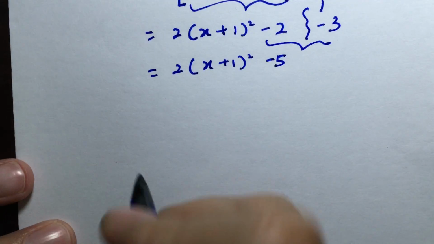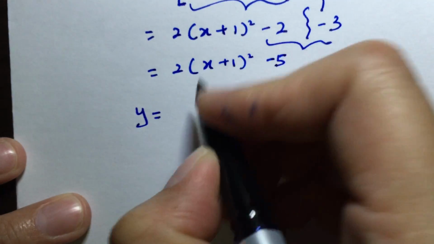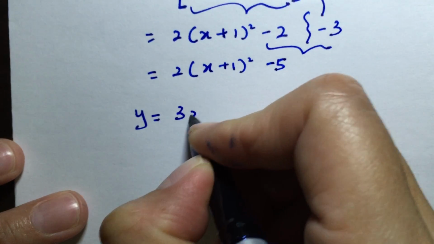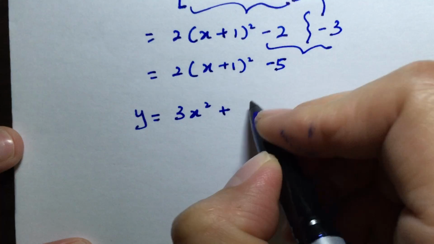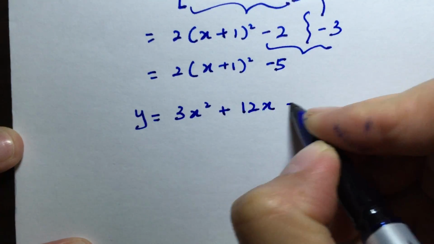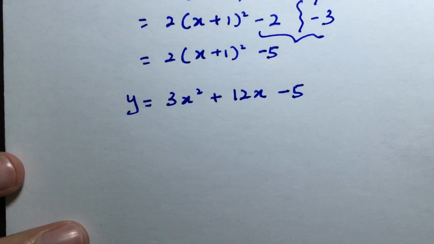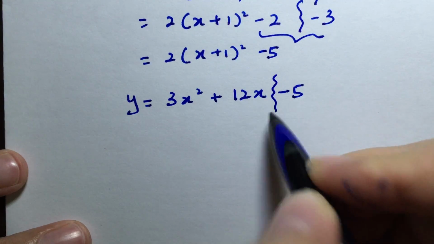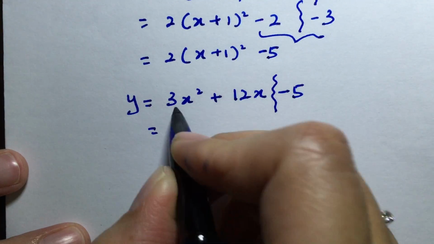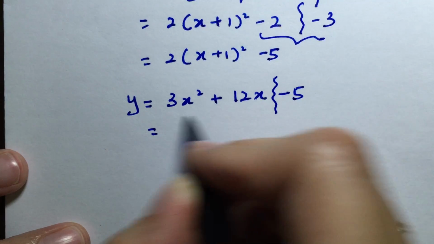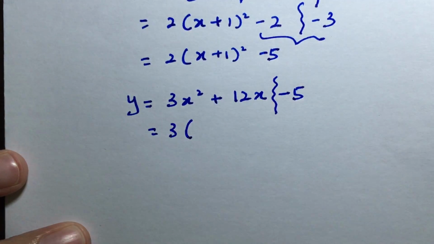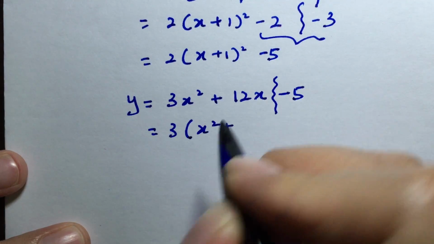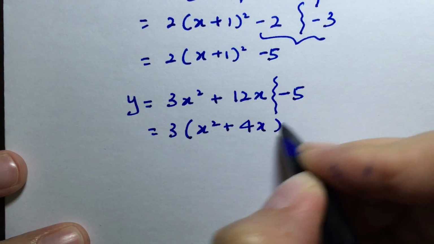Now let's try another example. Let's say that we have y equals 3x squared plus 12x minus 5. Alright? In the same manner, we're going to split this into two. Use the first two terms for completing the square, but there's a 3, so we will have to factorize out the 3. x squared plus 4x.